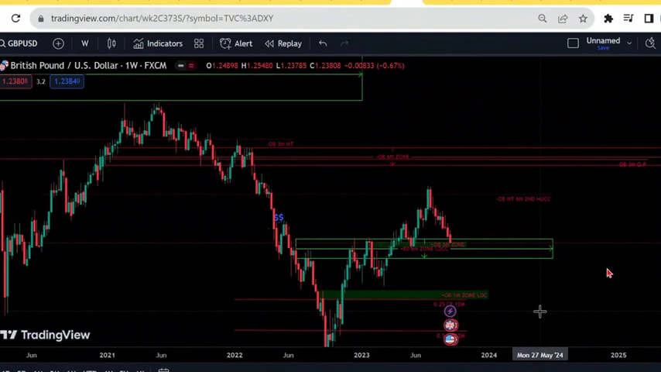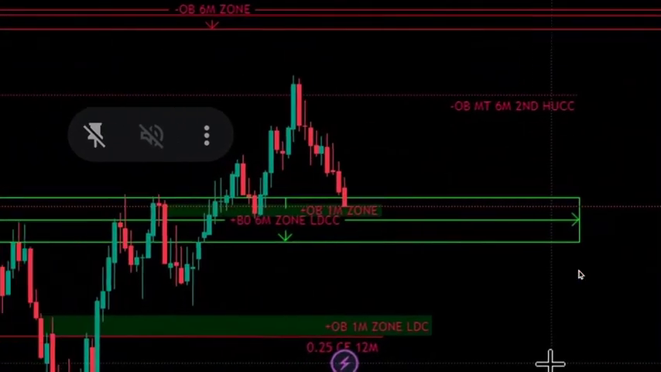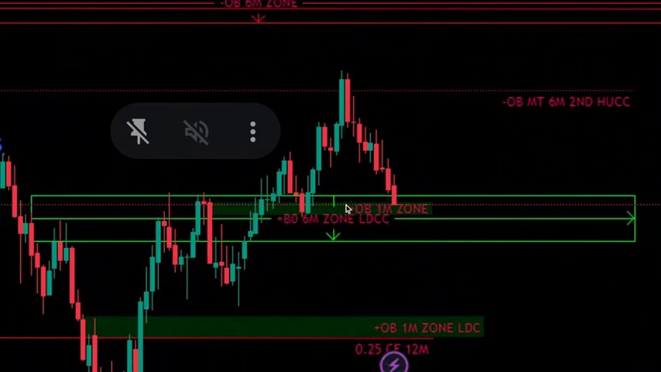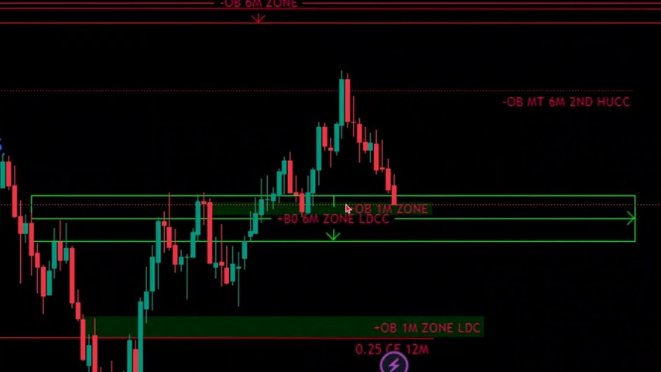Okay, so we broke and retested. I think price wants to continue to hold. Zoom in, because it looked like we got a propulsion block. Remember that? Remember what's a propulsion block? Remember when price closes in, when a bearish order block closes into another bearish?